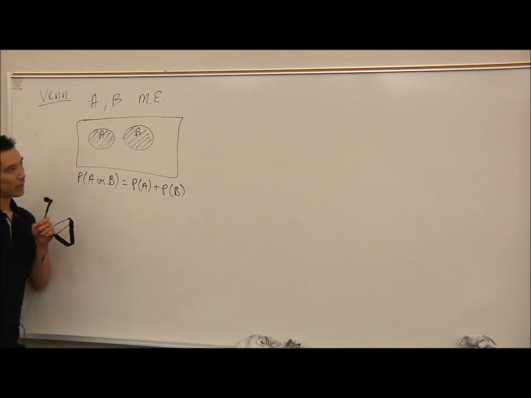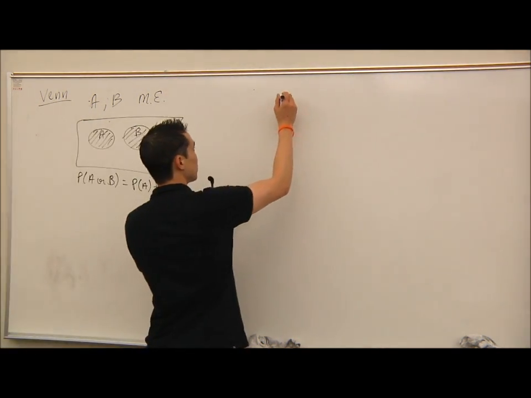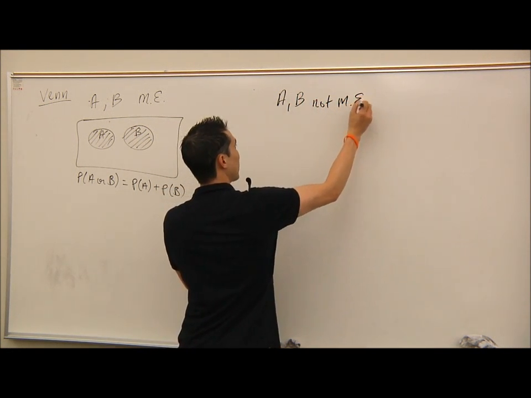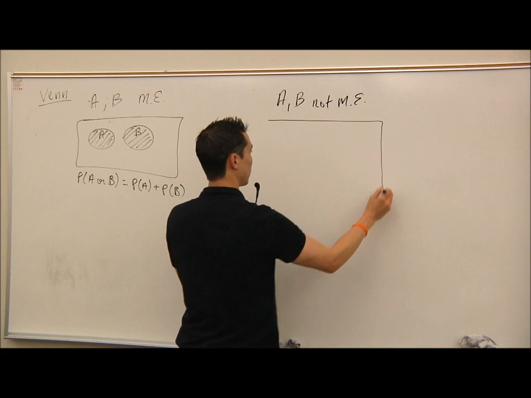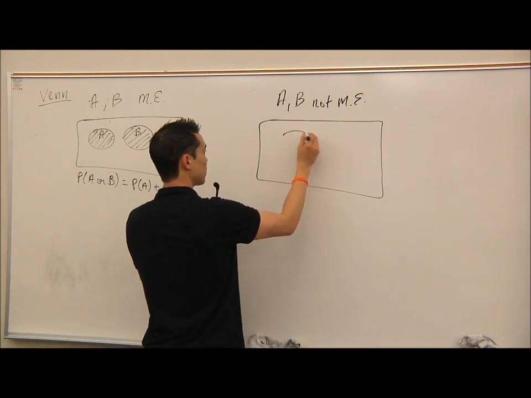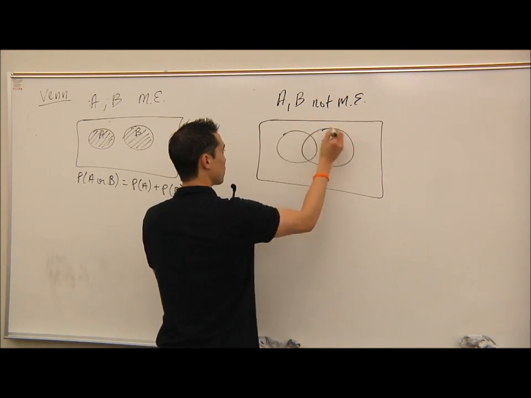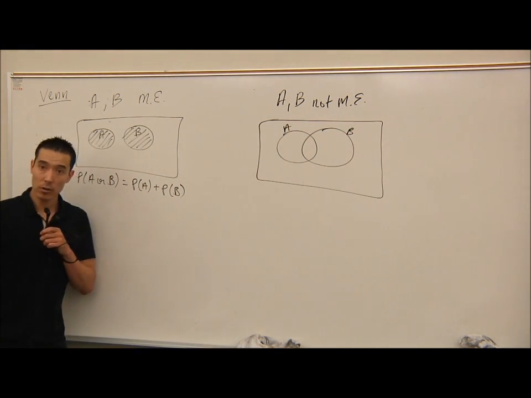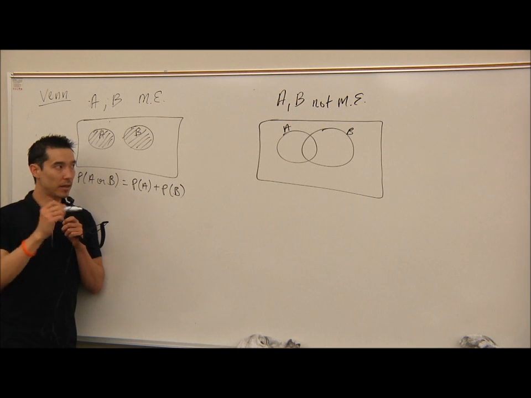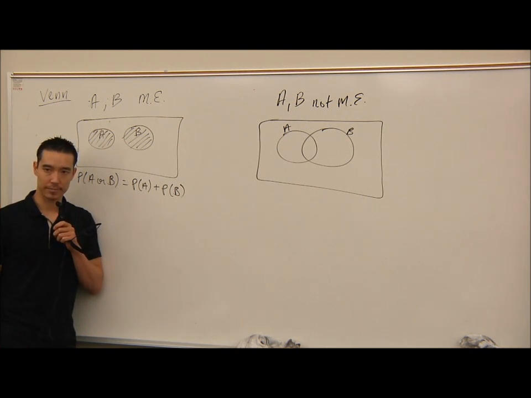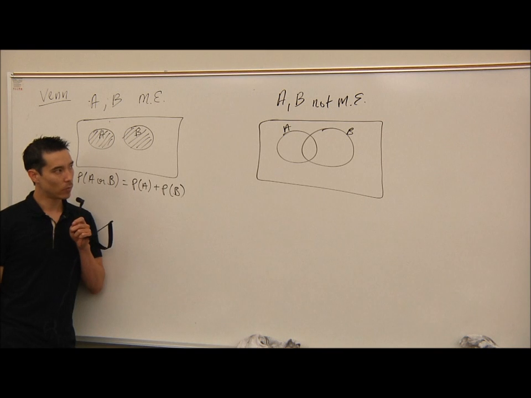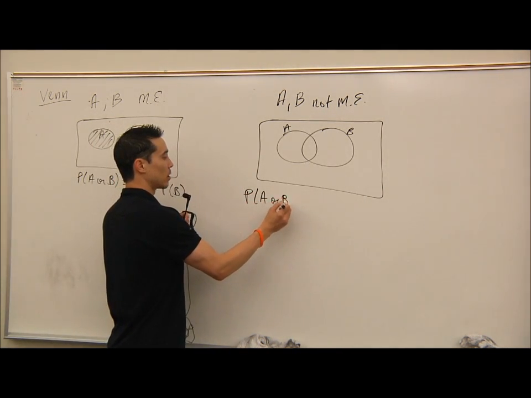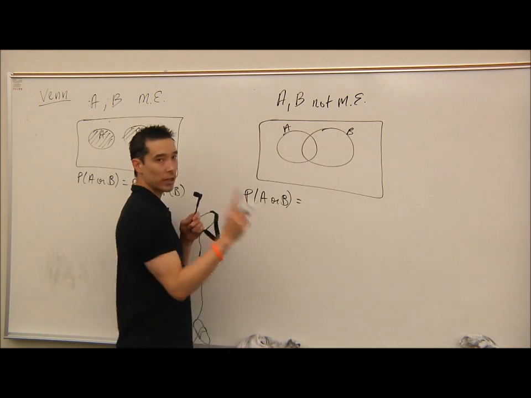Okay? Now, when A and B were not mutually exclusive, that meant that there was some overlap. Okay, so now watch this picture. So here we have A and here we have B. And your goal, everybody, is to get everything shaded just one time. Okay? So watch what happens here. If I want the probability of A or B, I want everything just shaded one time.